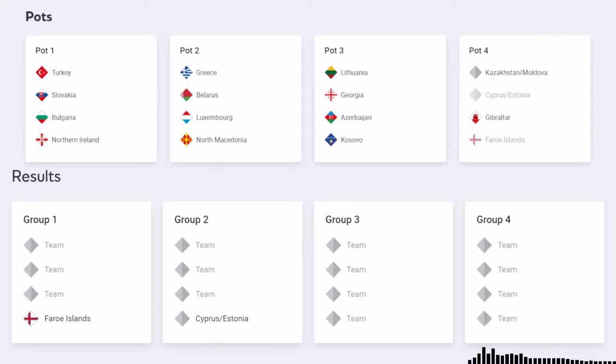Kazakhstan or Moldova? The winner between Kazakhstan and Moldova should go to Group C3. They will go to Group 3.